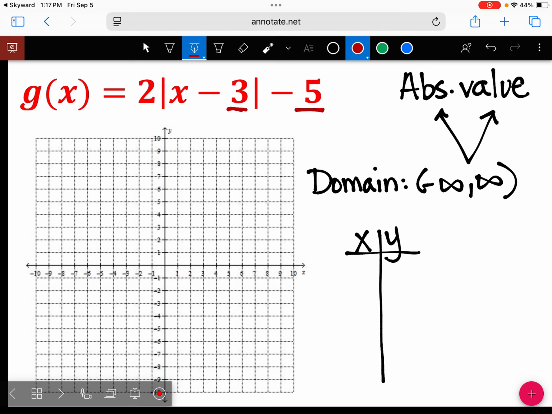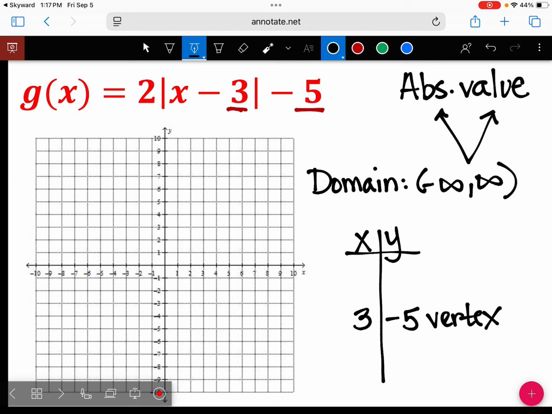So where do you think my vertex is going to be? Is it positive 3, negative 5, or negative 3, negative 5? Remember, you always flip the sign. Write that in your notes. If it's in parentheses, you flip the sign. If it's under a square root, we have to flip the sign. If it's inside absolute values, we flip the sign. So that negative 3 becomes a positive 3. So 3, negative 5 is my vertex.